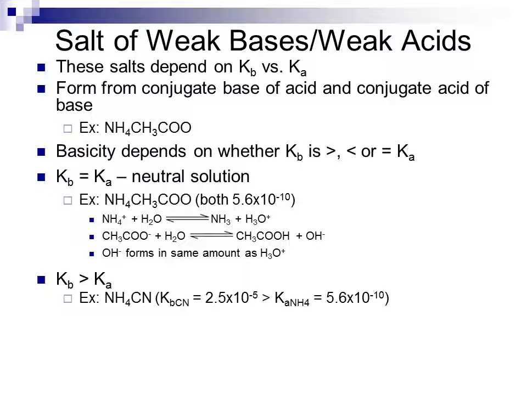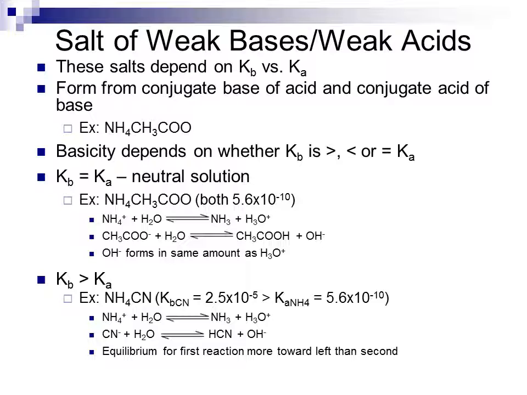For instance, something like ammonium cyanide. The Kb of cyanide is 2.5 times 10 to the minus 5. The Ka of ammonium is 5.6 times 10 to the minus 10. The ammonium Ka is smaller than the cyanide Kb, which means the base is bigger. So with ammonium forming hydronium and cyanide forming hydroxide, the equilibrium for the first reaction is more towards the left than the second one is, which means that more hydroxide forms than does hydronium. In these situations, since hydroxide forms in a greater amount than hydronium, the solution is basic.